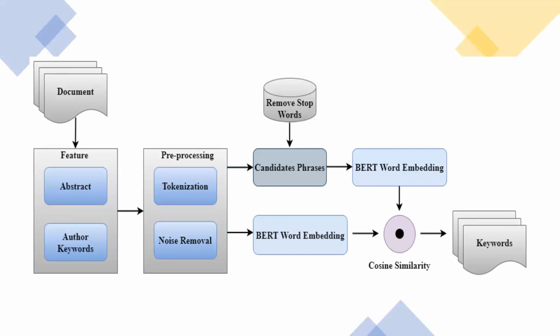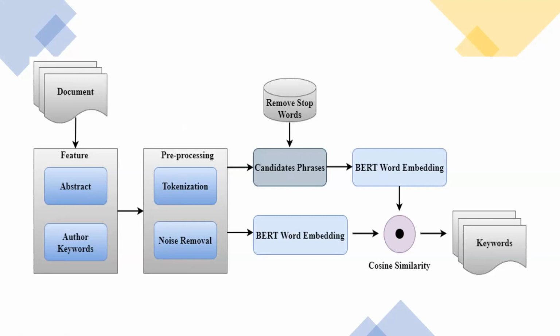So we have the document, and we need to take the features of that document. For example, in our work, we take just the abstracts of our documents, and we do the pre-processing part, like noise removal. For example, if there are phrases of just two or three words, we delete them. We do the pre-processing and clean up the data in order to get better results. After that, we generate the candidates.